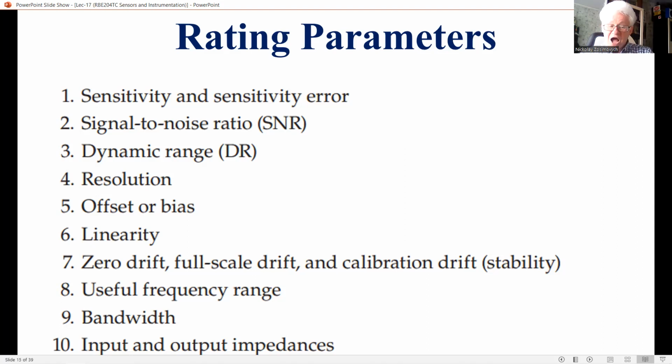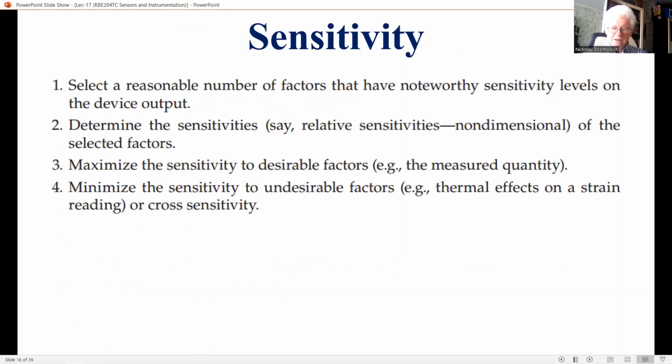We have already discussed the meaning and significance of some of these terms. In this section, we examine the conventional definitions for rating parameters as given by instrument manufacturers and vendors. So let's start with sensitivity.